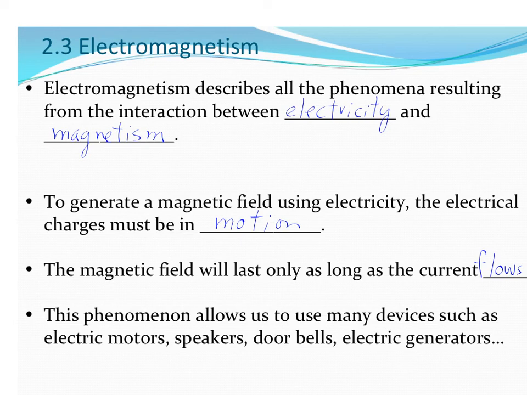If there's none, then there can be no magnetic field. And the magnetic field will last only as long as the current flows. And this phenomenon allows us to use many devices such as electric motors, speakers, doorbells, or electric generators.